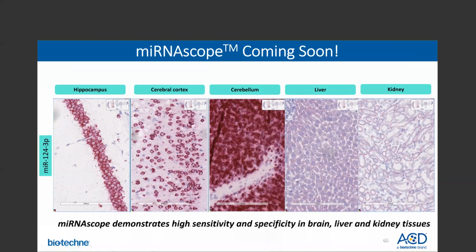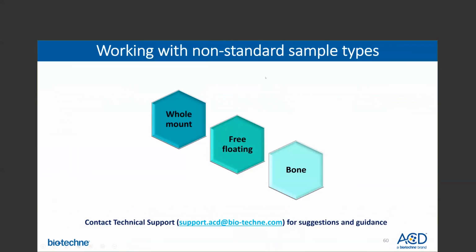With that, we're going to get into working with some of the non-standard sample types: whole mount tissues, free-floating, bone, organoids, or skin, to name a few. I would like to emphasize that if you're working with these non-standard sample types, we urge you to contact technical support via the email address shown at the bottom of the slide here for suggestions and guidance before you get started. But in the next few slides, Anushka is going to show you applications for working with RNAscope on these non-standard sample types to show you that indeed the RNAscope assay is compatible with these non-standard sample types as well.